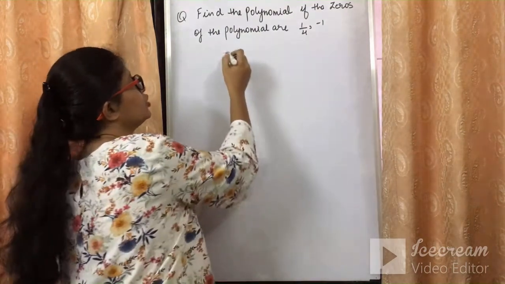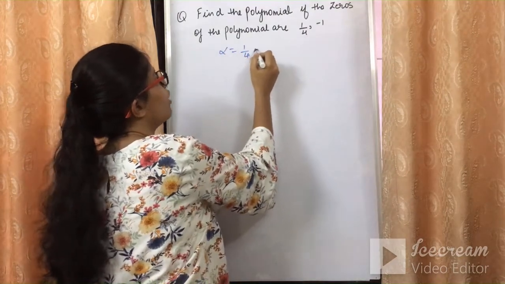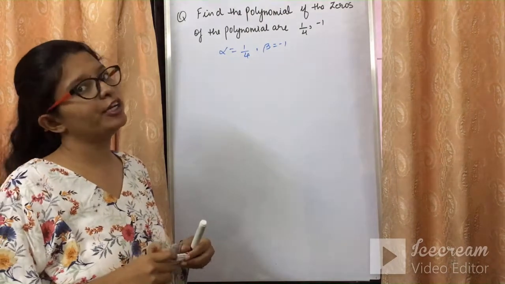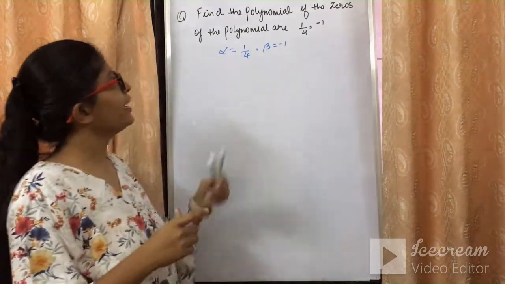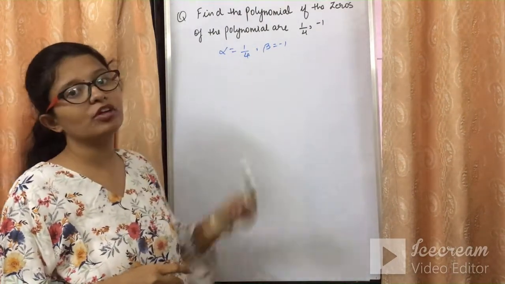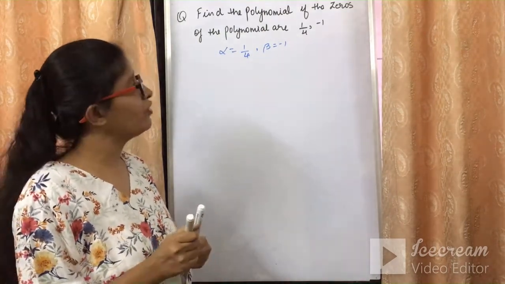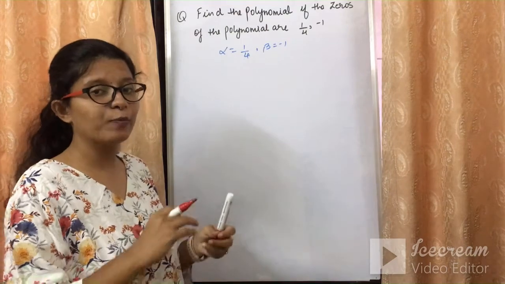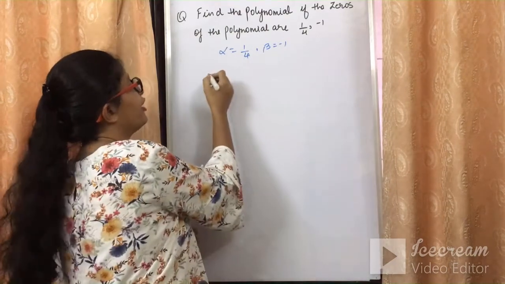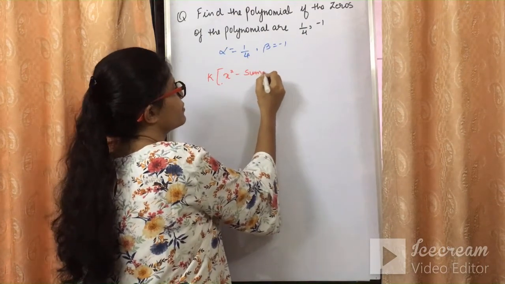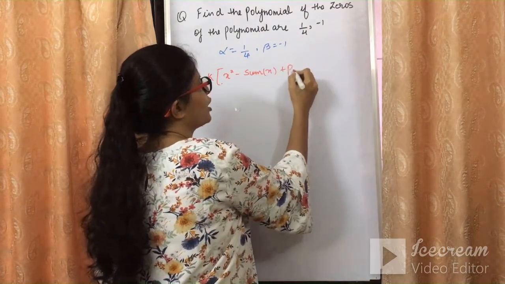So what is given in the question is alpha, 1 by 4, and beta, minus 1. मतलब आपको zeros of the polynomials दिए गए हैं and पूछा है कि आप polynomial form करो ये zeros of the polynomials से. So one main trick how we can find out the polynomial is आपको एक arrangement ध्यान में रखनी है. Arrangement is k into x square minus sum of x plus product.